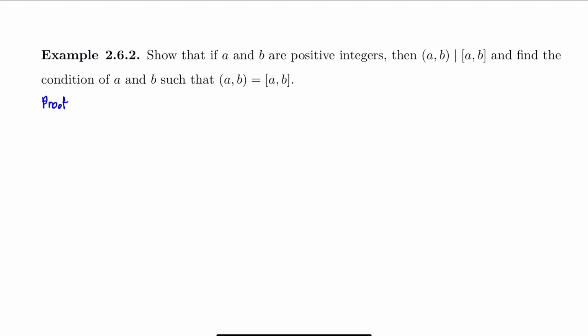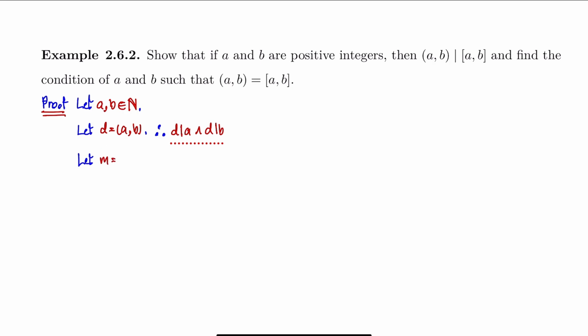The first thing we are going to do is let A and B be positive integers. And then we let D be the greatest common divisor of A and B. Then we have D divides A and D divides B, right? Because D is the greatest common divisor of A and B. So D divides A and B.